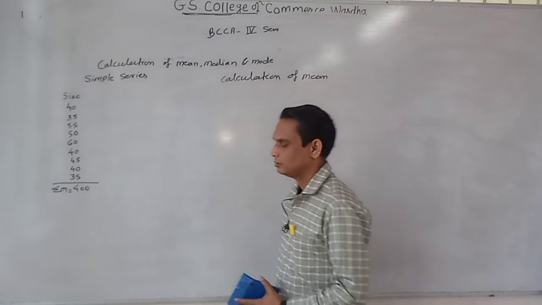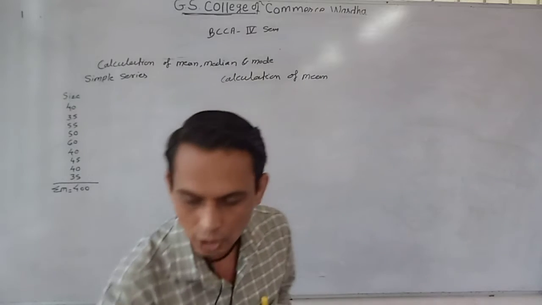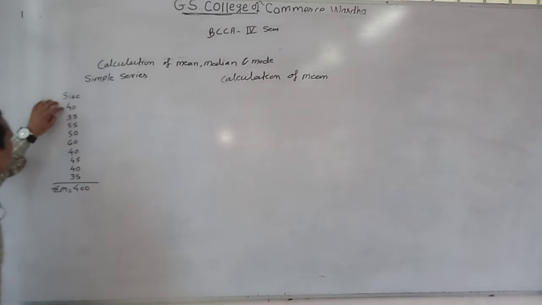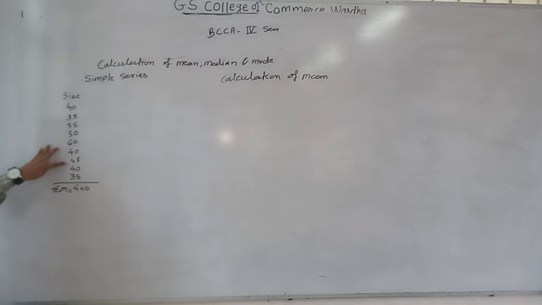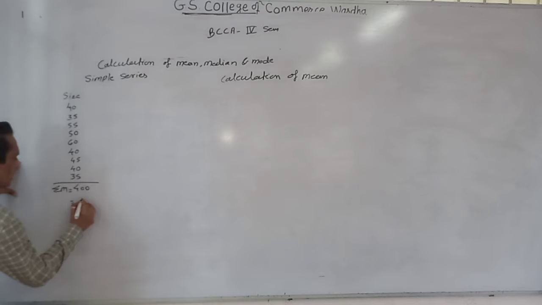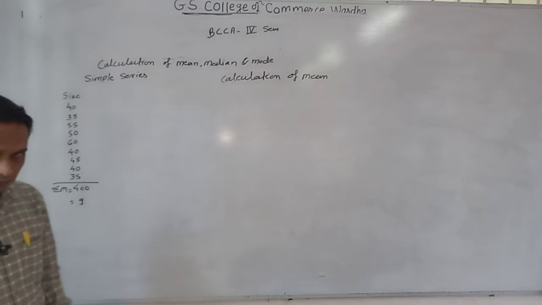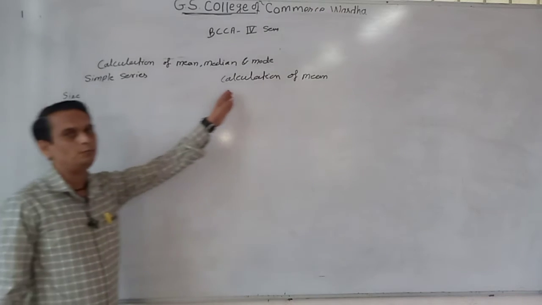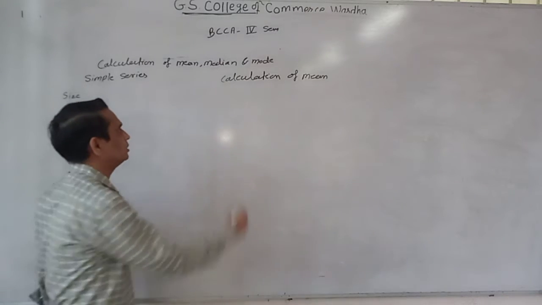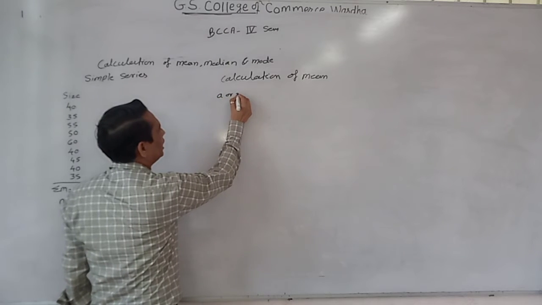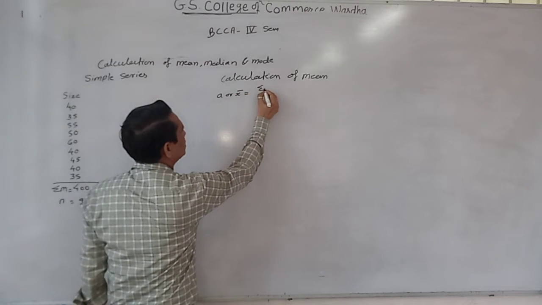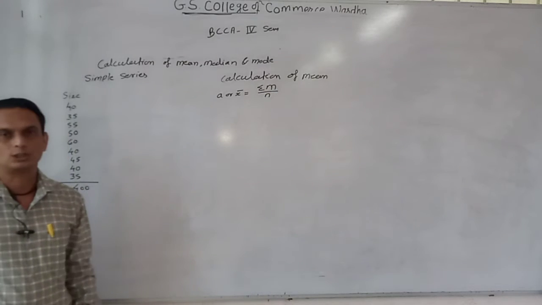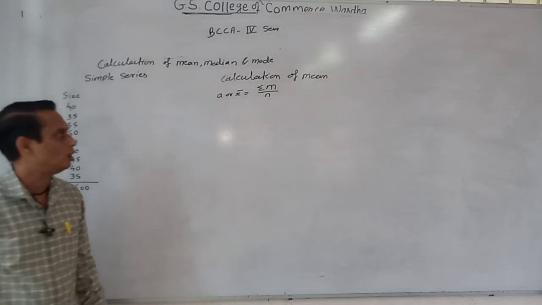Next, we calculate how many observations we have. So we have the observations 1, 2, 3, 4, 5, 6, 7, 8, 9. So we have 9 observations in this example, so n equals 9. To calculate mean, we have a formula: x bar equals summation x upon n.